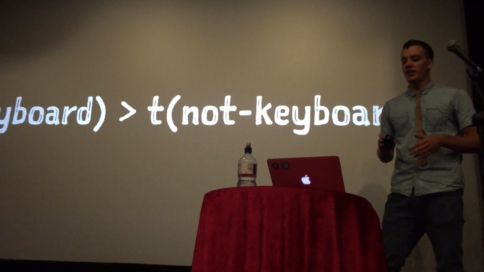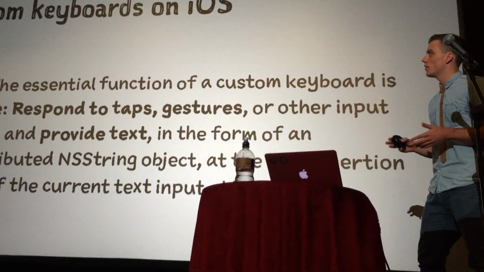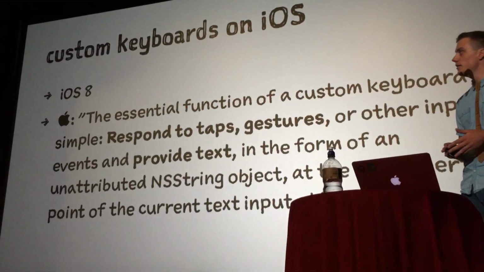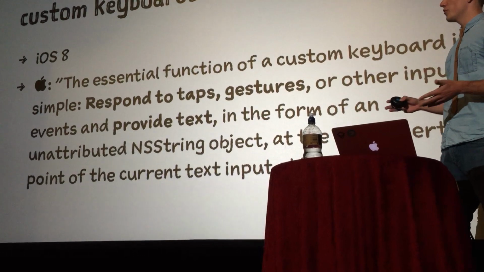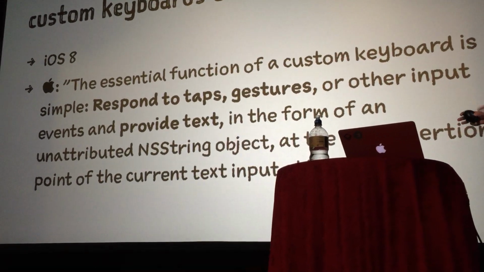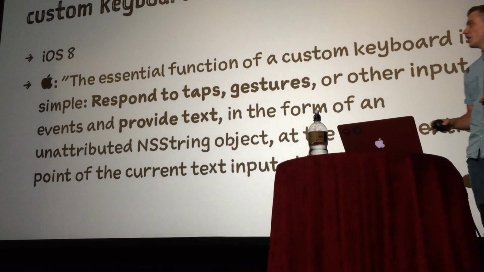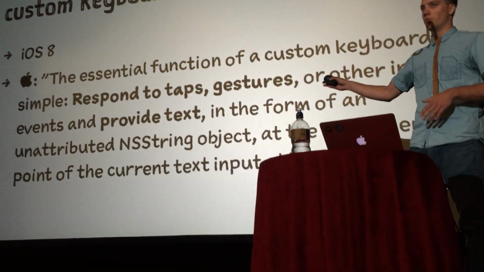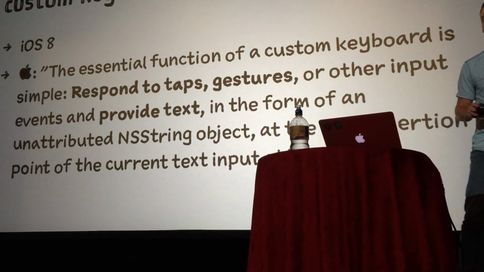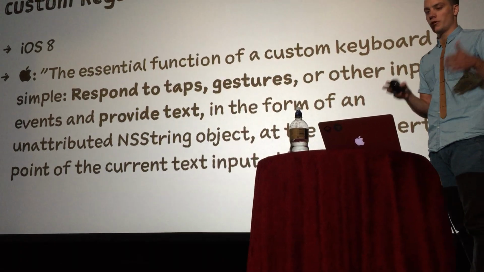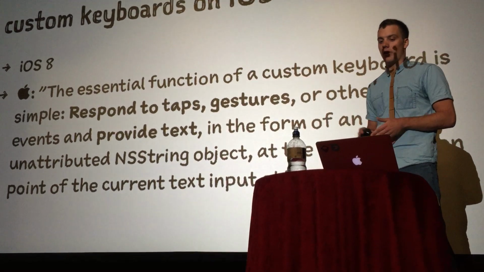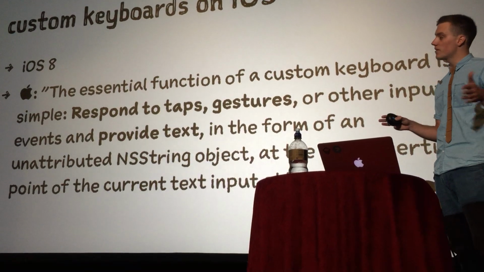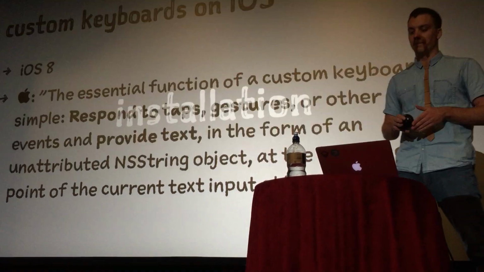So we were really excited to get the API last year with iOS 8. And really, according to Apple, how they described it, the responsibility of a custom keyboard is to respond to taps, gestures, and provide text. So that's all it is. It's basically a box. You take gestures in, and you provide some text. And everything in the middle is your responsibility.